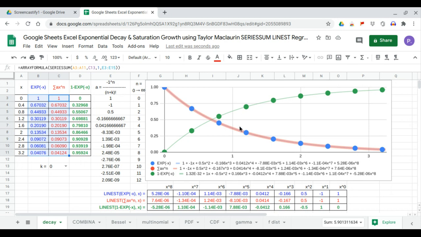So the red line is on the decaying dataset. And the trend line coefficients are the same for the Taylor-Maclaurin series sum expansion and the decaying model or decaying equation. Likewise, the trend line equations are also the same. This completes the use of Taylor-Maclaurin series sum and LINEST polynomial regression to generate the dataset and trend line equation of the exponential decay, the decaying model, and the saturation growth model, and the use of the Taylor-Maclaurin series sum expansion to approximate both.